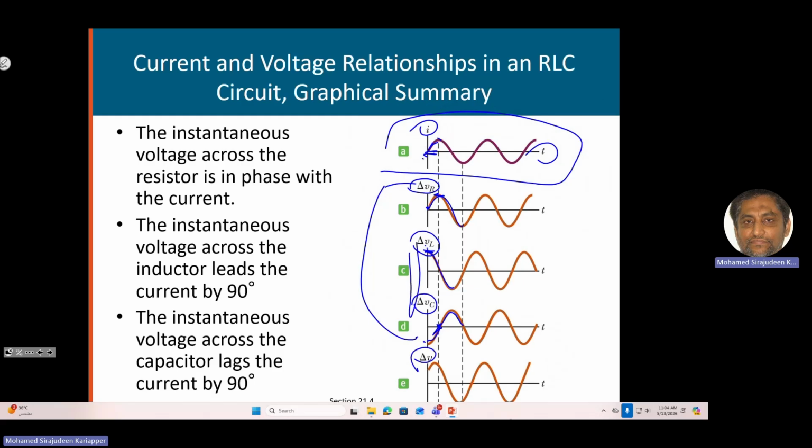It will be starting somewhere here, out of phase with the current. By how much, we don't know. It is not 90, not minus 90, not 0. It can be any value between minus 90 and plus 90.